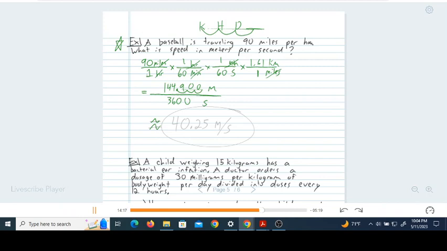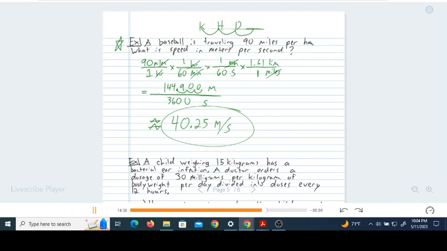So we can go ahead and type that into our calculator now. So that's 144,900 divided by 3,600. And we get exactly 40.25 meters per second. So that baseball is going a little over 40 meters a second, moving pretty quick.